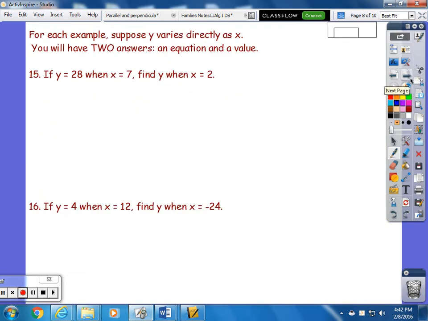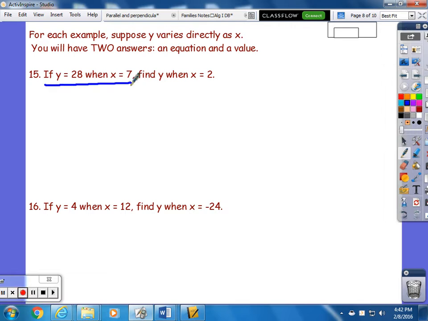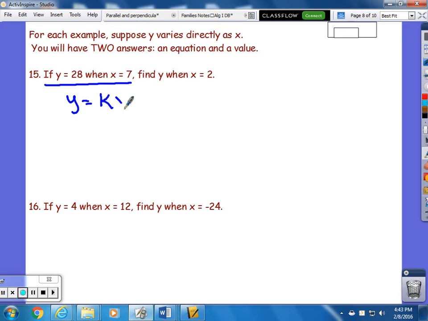So most of the time when you see direct variation, you might see it as a proportion problem. For each example, suppose y varies directly as x. You will have two answers, an equation and a value. So if y equals 28 when x equals 7, find y when x equals 2. So the first thing you need to do with the first part of the equation is solve for k. You're given your y, you're given your x. So you're going to divide by 7 on both sides, and 4 is equal to k.